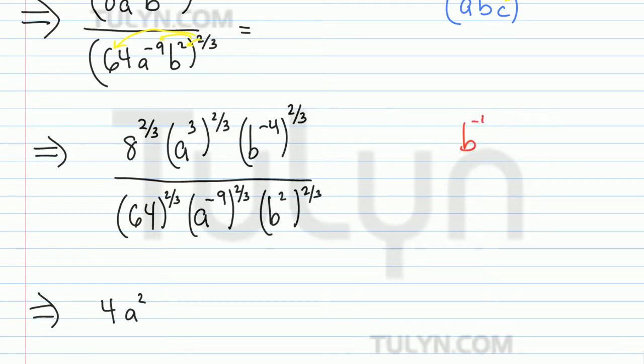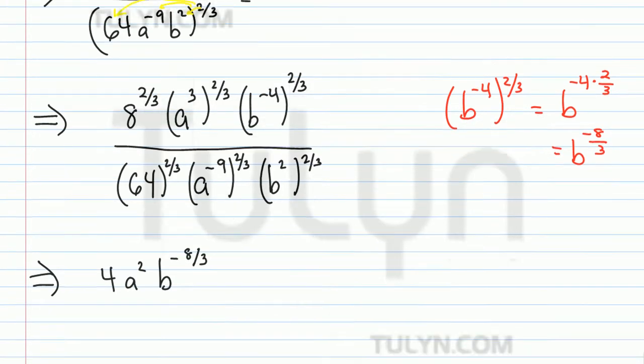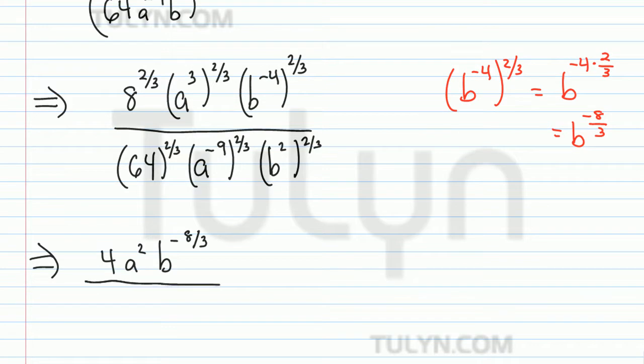So now let's do the b in the numerator. So b to the negative 4 to the 2/3. Again, we just multiply. So this becomes b to the minus 4 times 2/3. And so multiplying, this becomes b to the negative 8 over 3. So I guess we'll just leave it as it is for now, since we can't really simplify. So great, now we did the numerator. So let's do the denominator now.